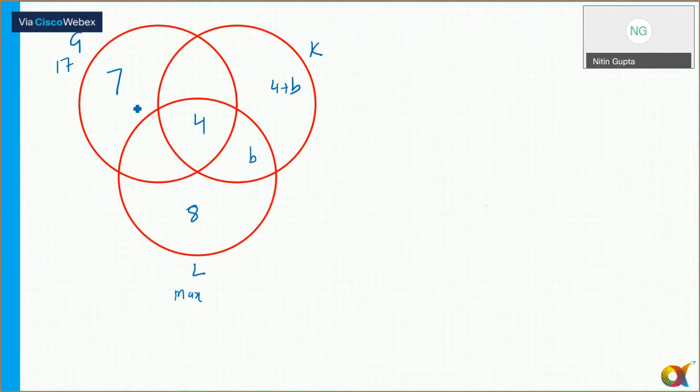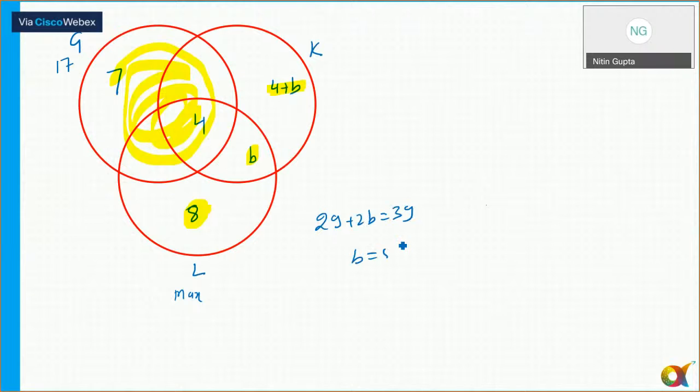So I can say the circle of G is equal to 17. Yes or no? The sum of all the 7 areas. This is 7. This entire circle is equal to 17. So I can say 17 plus 8 is equal to 25. 25 plus B plus 4 plus B. So 25 plus B plus 4, that is 29 plus 2B, is equal to 39. So B is equal to 5. Okay, so we have got B equal to 5. Great. So put here B is equal to 5.